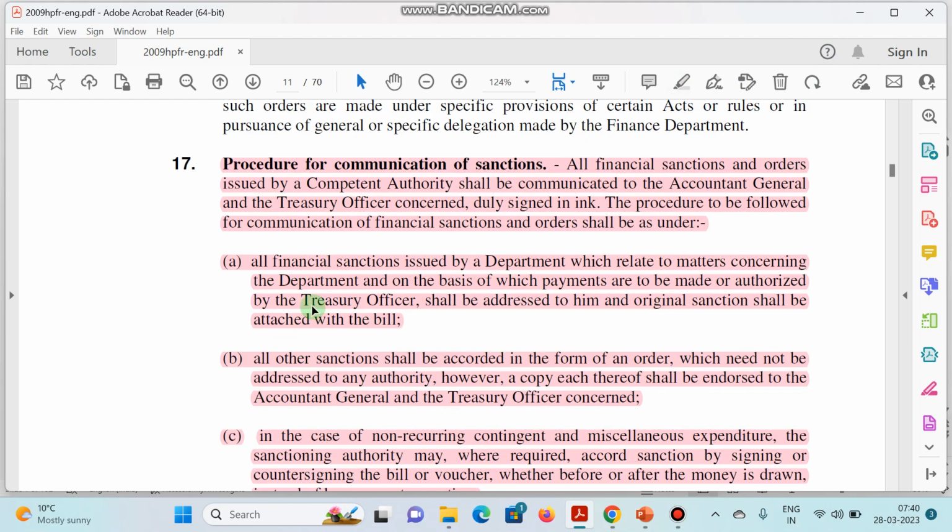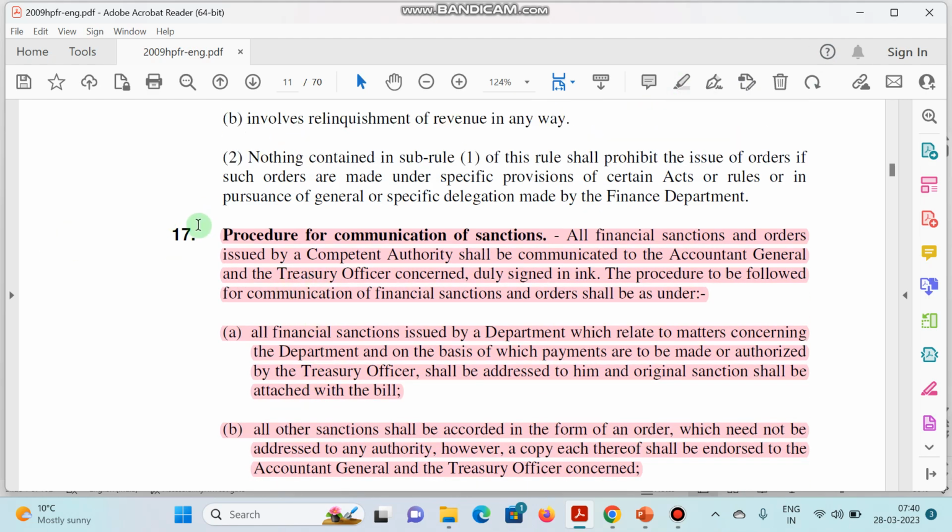तो आई होप दिस इज क्लियर. ये सिंपल से पॉइंट्स आपने याद रखना है. This is rule number 17, HPFR 2009, chapter number 2.